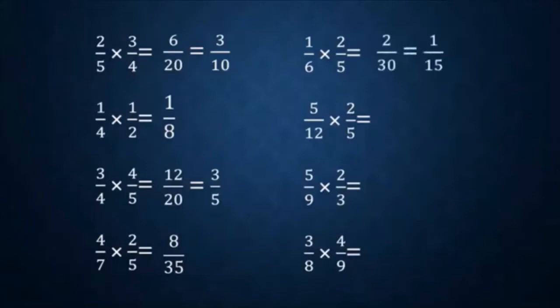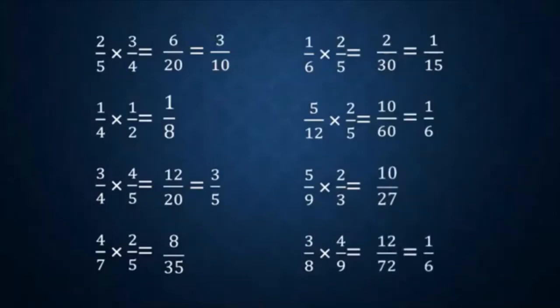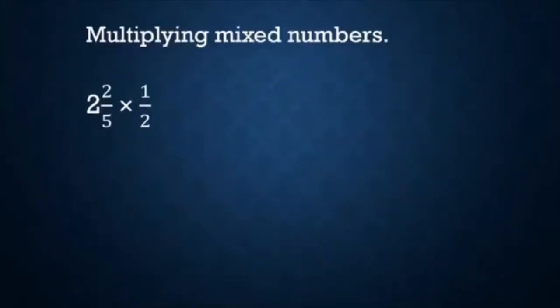15. 5 by 12 into 2 by 5 is equal to 10 by 60 or 1 by 6. 5 by 9 into 2 by 3 is equal to 10 by 27. 3 by 8 into 4 by 9 is equal to 12 by 72 or which is equal to 1 by 6. Now let's learn about multiplying mixed numbers.